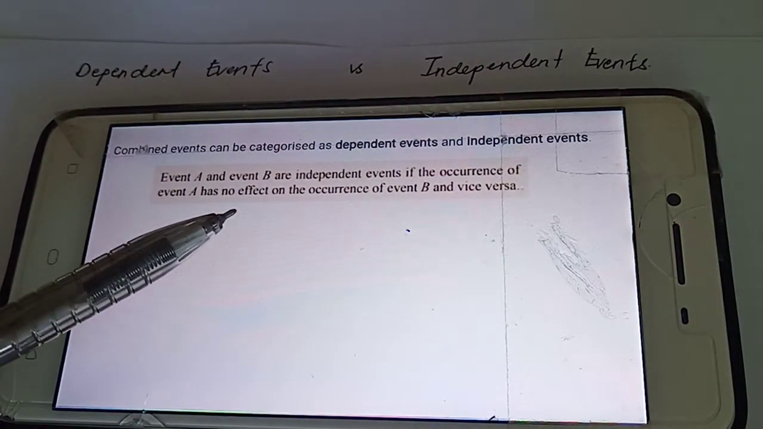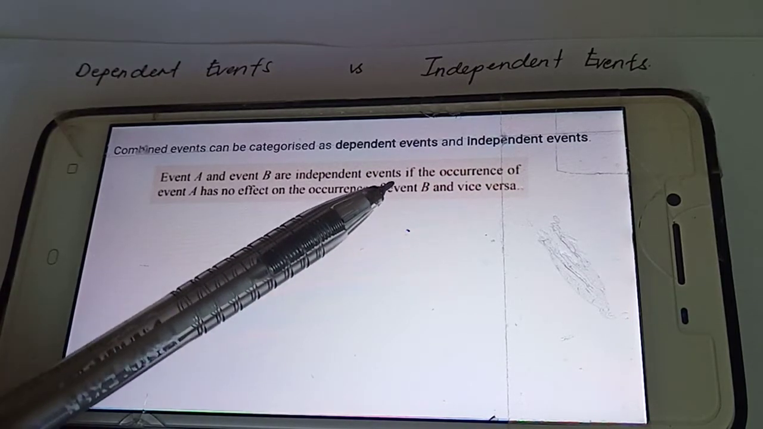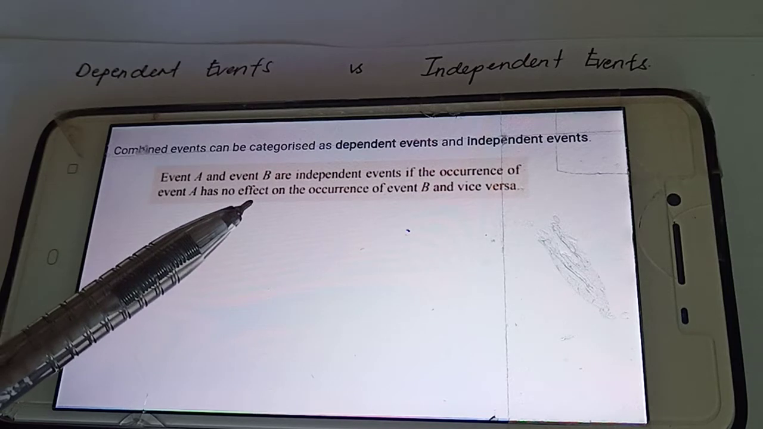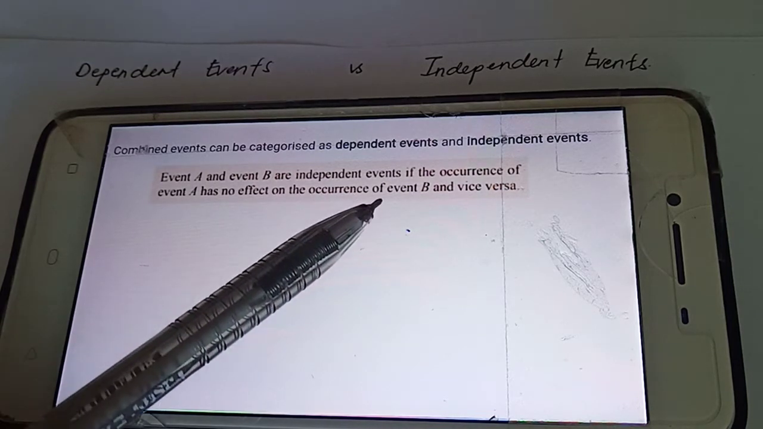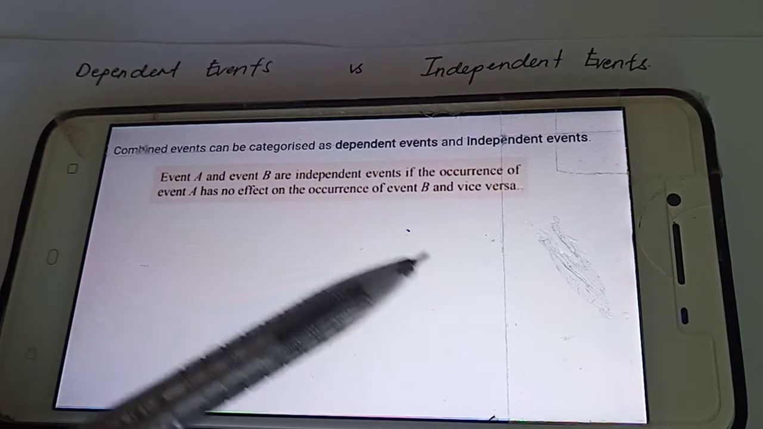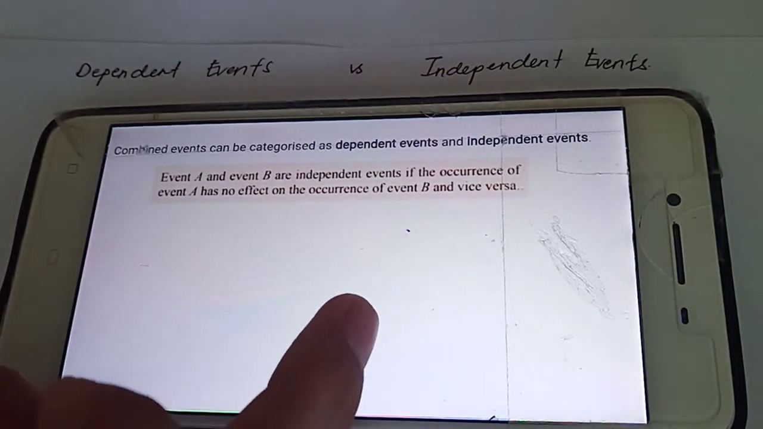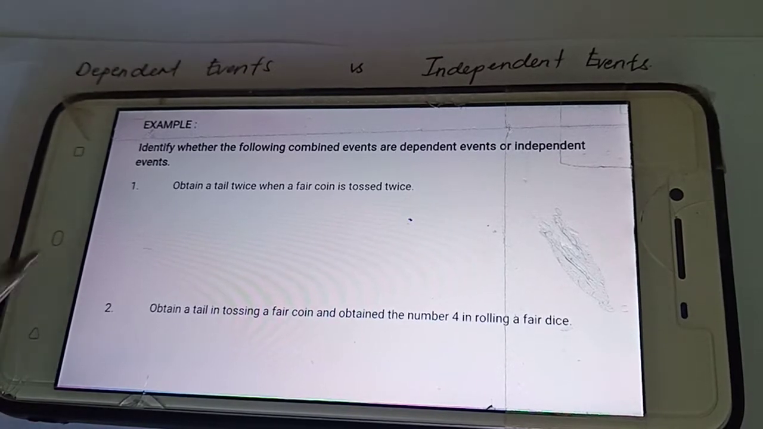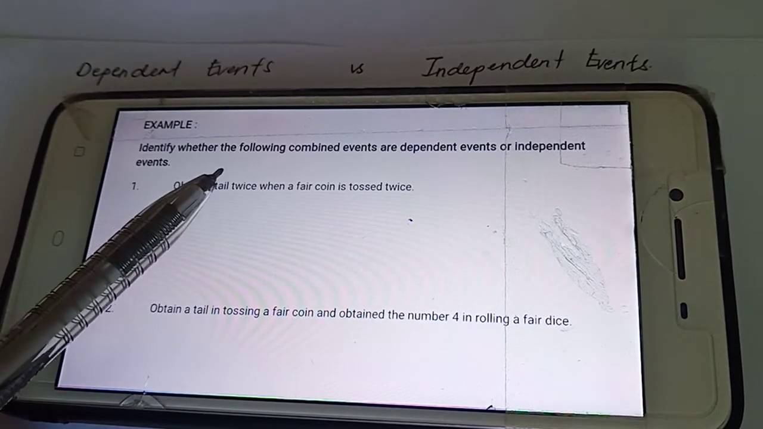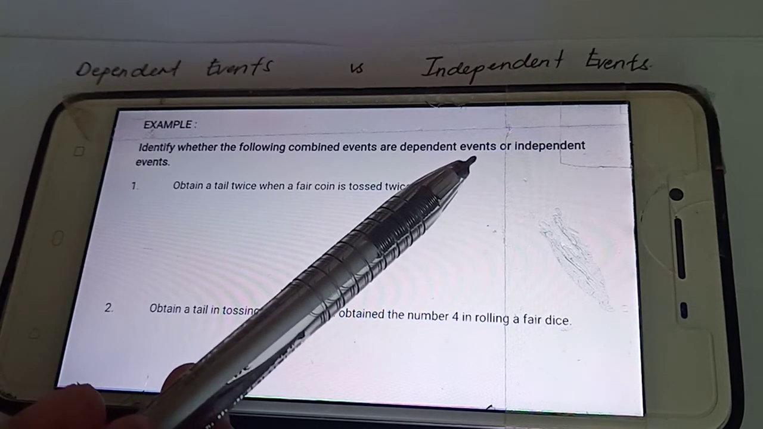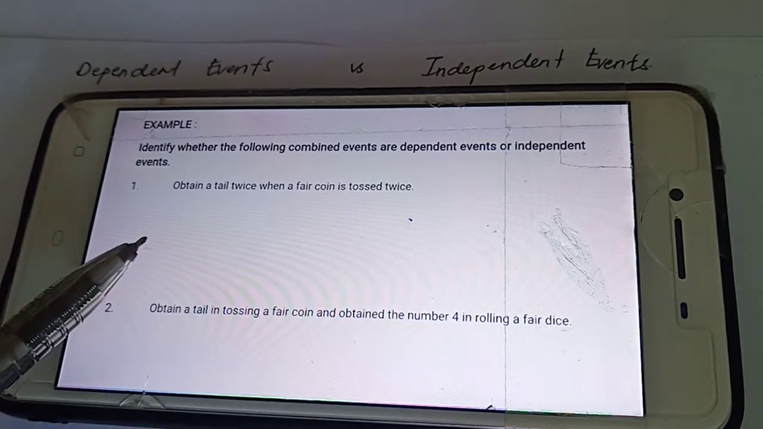Event A and event B are independent events if the occurrence of event A has no effect on the occurrence of event B and vice versa. Okay, so this is an independent event. Let's look at a few examples here. Identify whether the following combined events are dependent events or independent events.